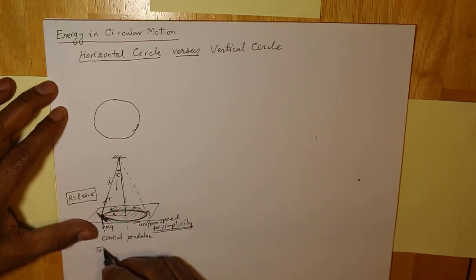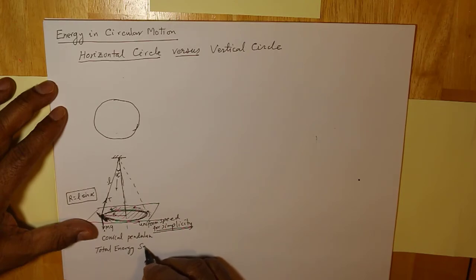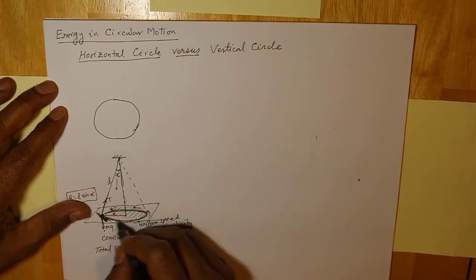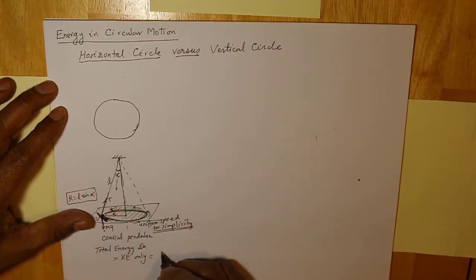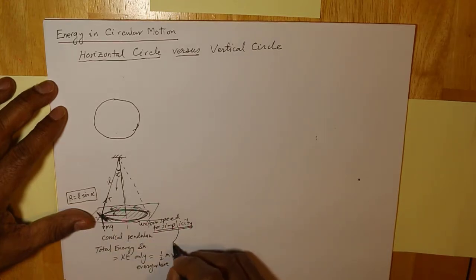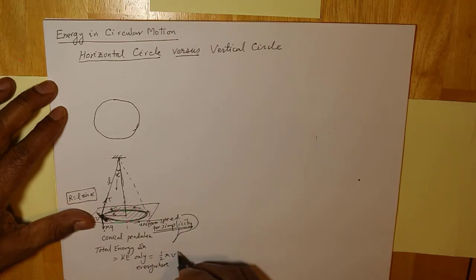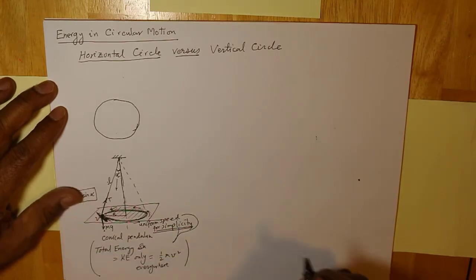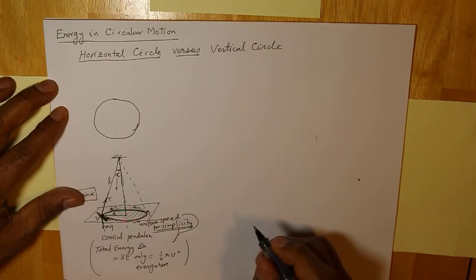So total energy equal to kinetic energy only. So if this was going at speed v, it is half mv squared everywhere for uniform speed. So no force did any work.